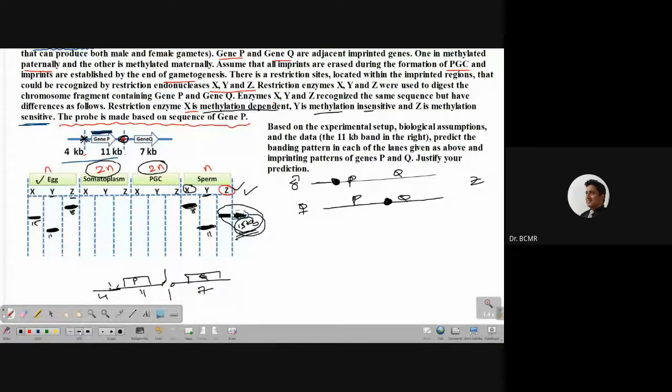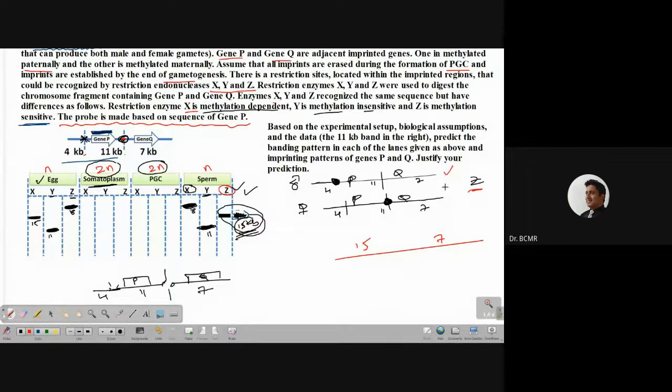So now if we treat it with Z, which is methylation sensitive, that means it will cleave. What are the fragments? Can you tell me? 4, sir, for 11, 7. Yes, go ahead. PGC you're asking, sir. For somatoplasm. For somatoplasm here. If we cleave with Z, it will cleave only where there is no methylation. So the fragments would be here 7 and 15, right? It will cleave 7 and 15 fragments, but only 15 will be visible because that is where our probe is.